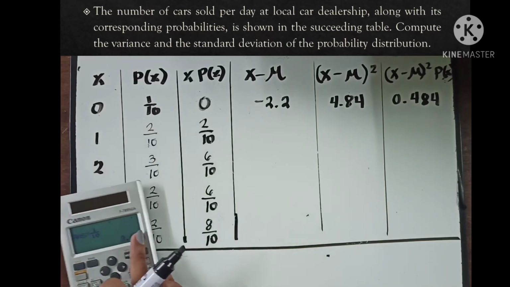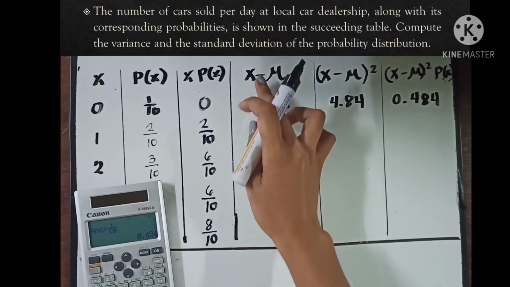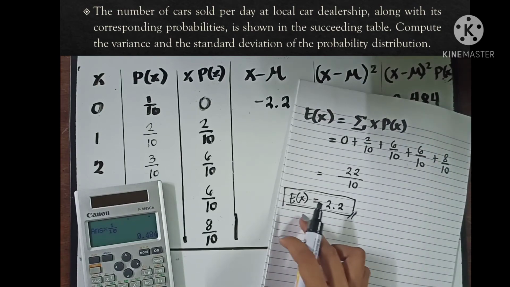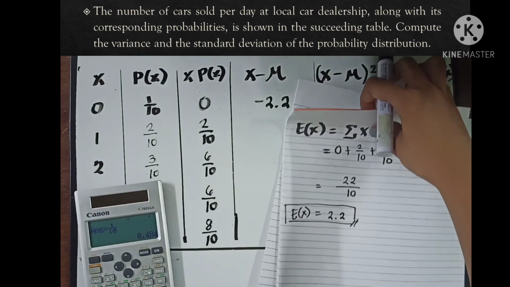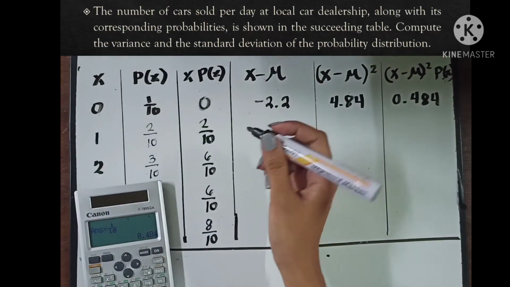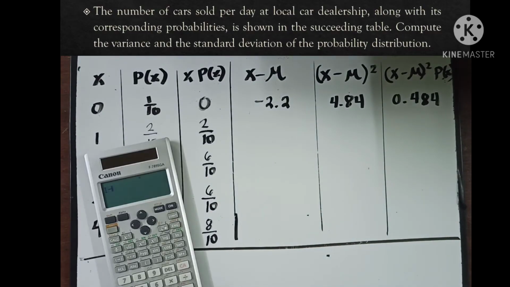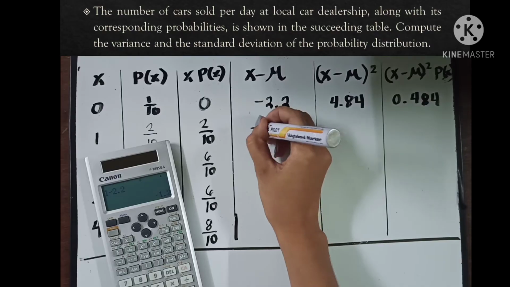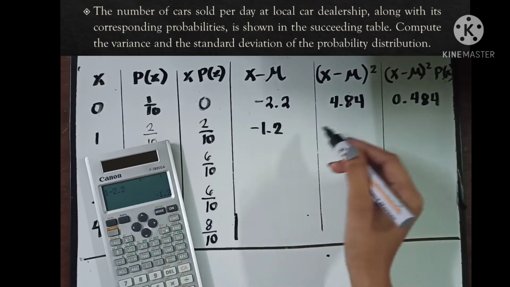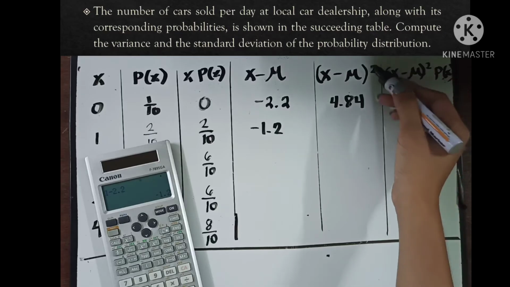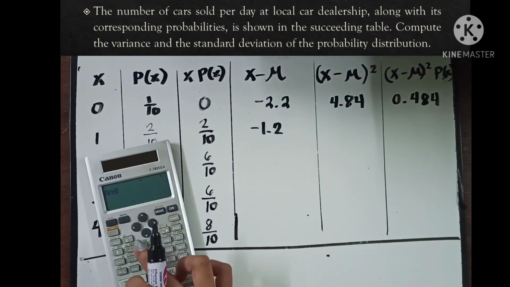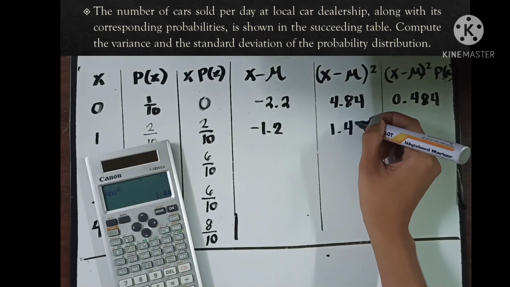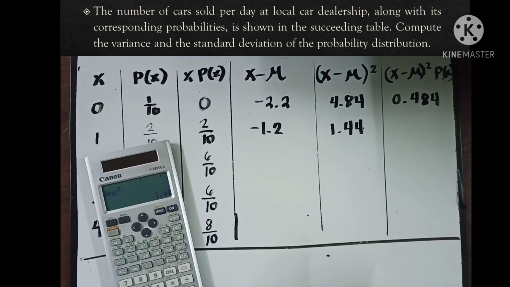So, next. Next is x minus mu ulit. X natin is 1. Ang mean natin or yung E of x natin ay 2.2. So, 1 minus 2.2. So, that is equal to negative 1.2. Okay, so dito na tayo sa next column. So, squared mo lang siya. So, answer, then squared. And that is equal to 1.44. Okay, so next.